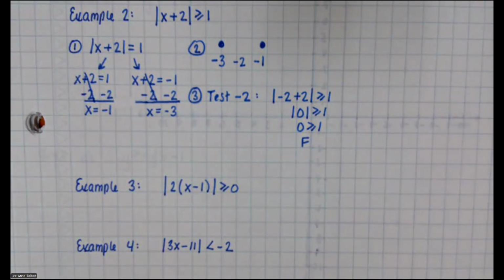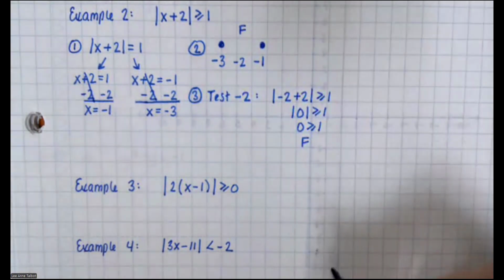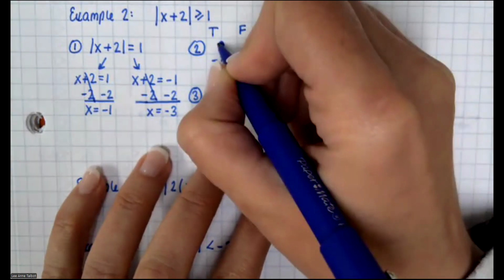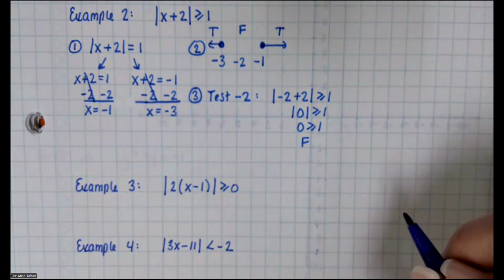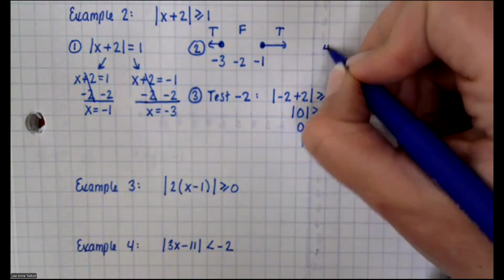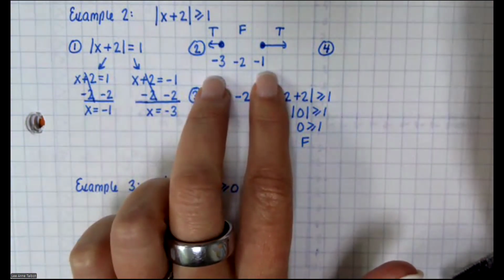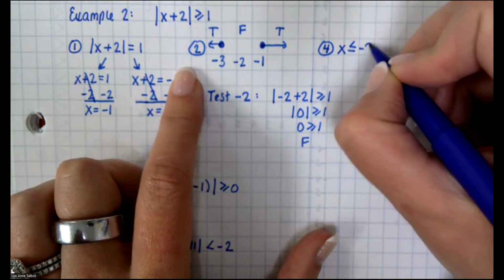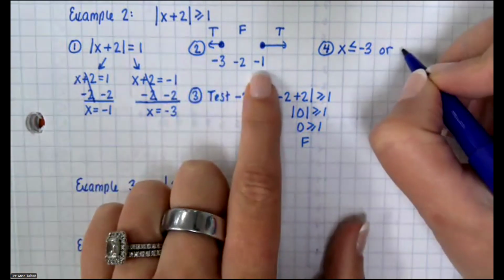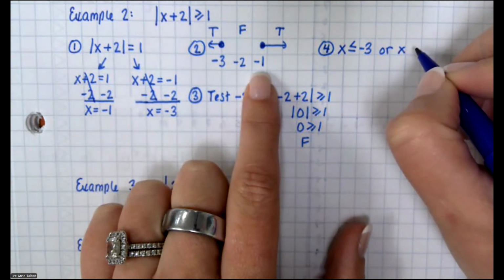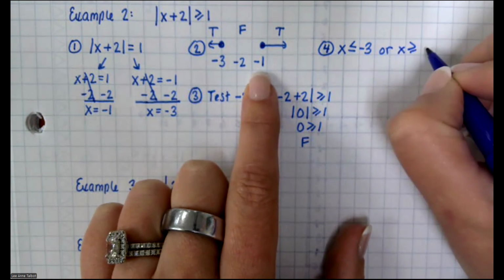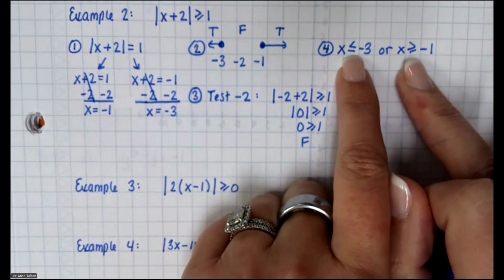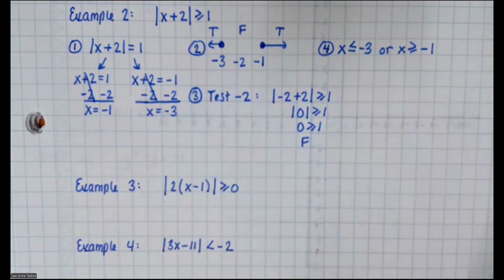Great job, false. Okay, so that means it's false between them and true on the outside. And my arrows go out. And when your arrows go out, you just write them separately with an or between. And notice your arrows will go out in your statement, just like they go out in your picture.